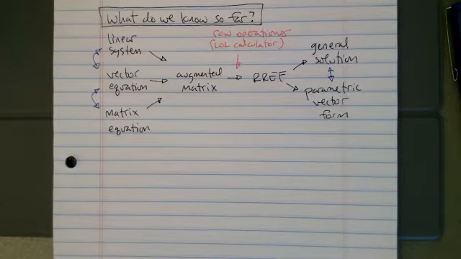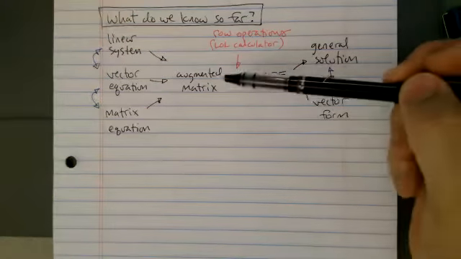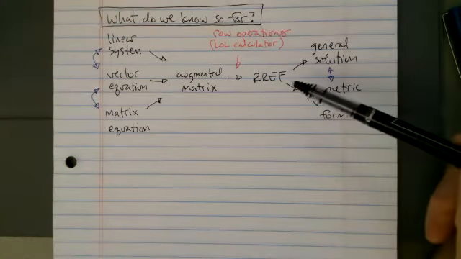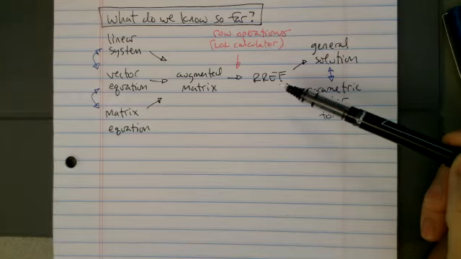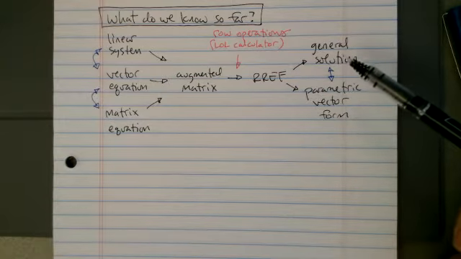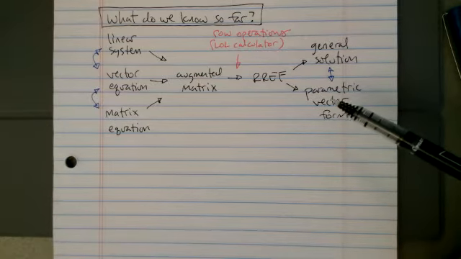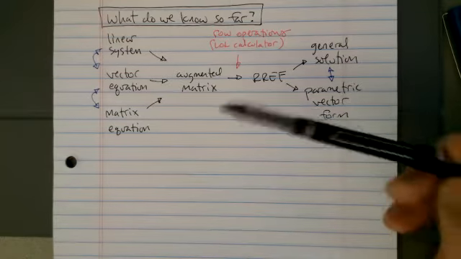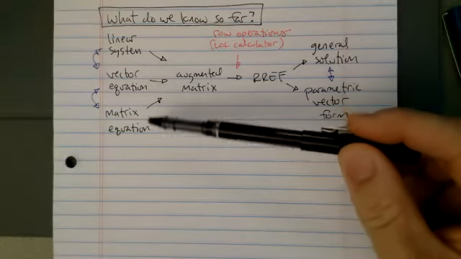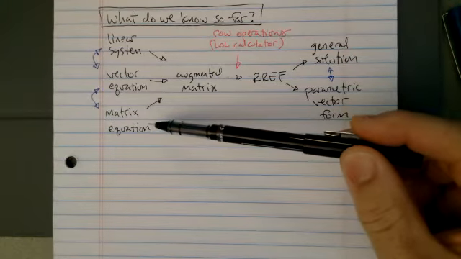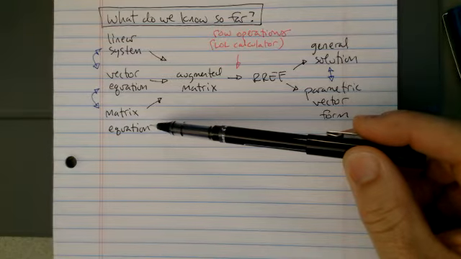So this is the framework that we've been looking at so far. We've been going from equations to an augmented matrix to the reduced echelon form of that matrix to either the general solution or the parametric vector form. And the layer that we want to put on top of this is we want to think of vector equations and matrix equations as expressing linear combinations of vectors.